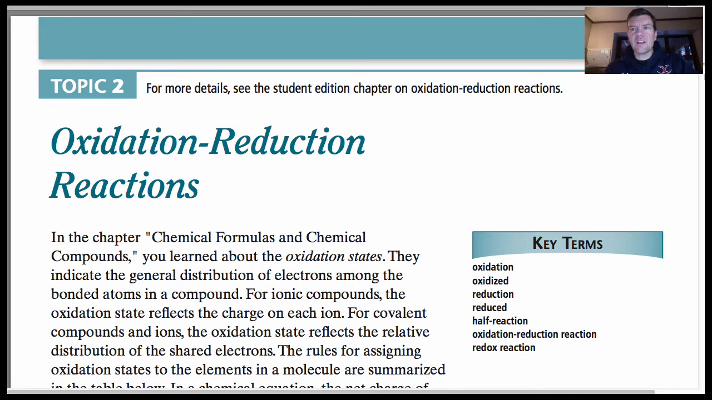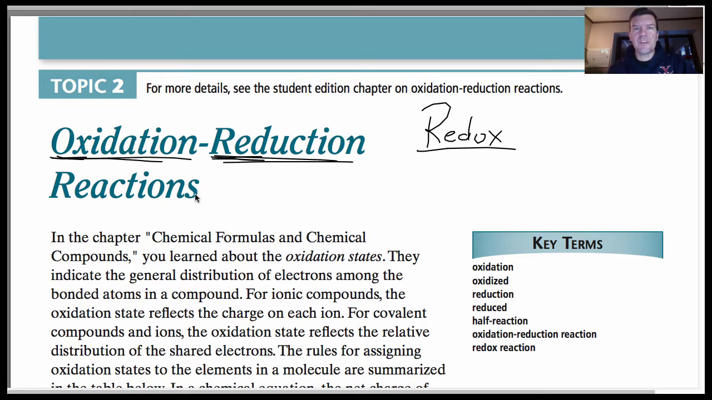Reduction, and I'll explain what that is. Reduction, RED, and oxidation, OX. And so sometimes we'll just abbreviate it as redox. Redox reactions is the same thing as oxidation reduction or reduction oxidation. Okay? And these are a type of reaction that we're going to talk about.